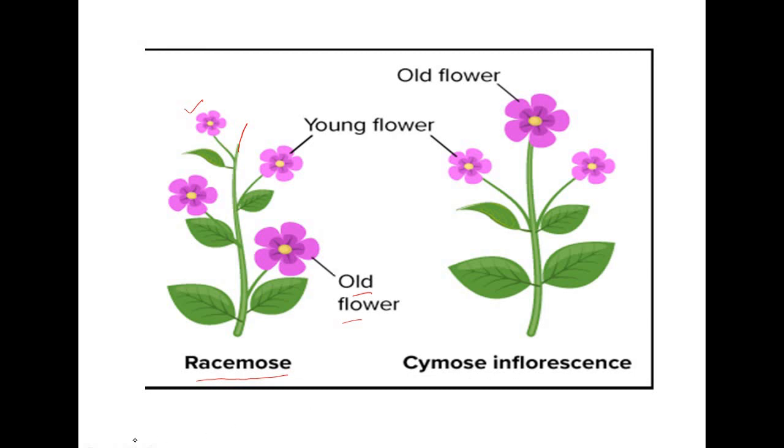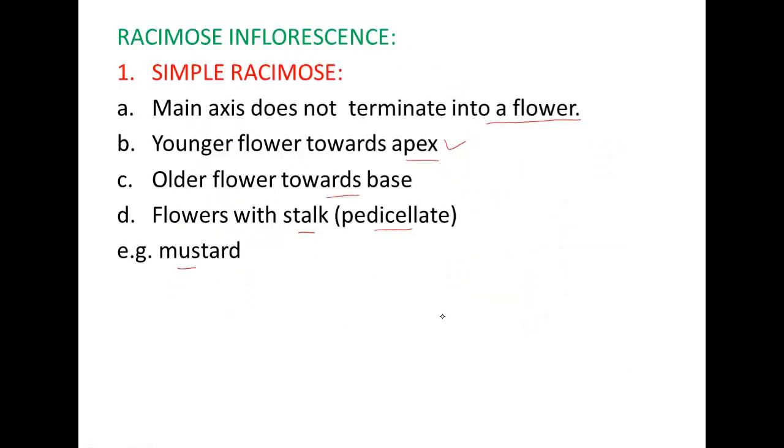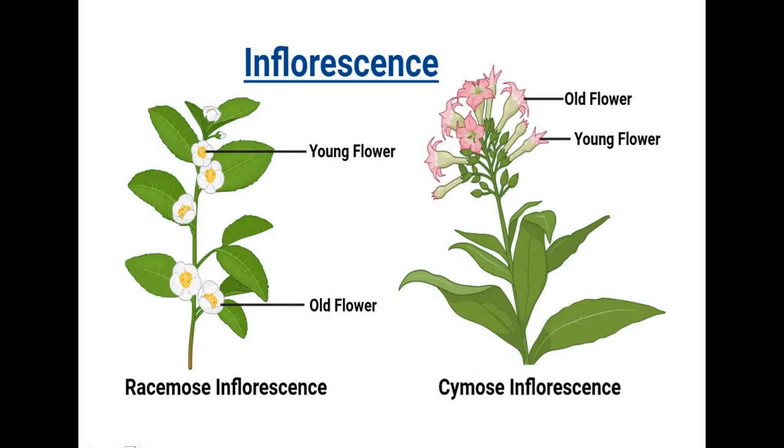This kind is called cymose. But in the case of cymose, flowers are always terminal. The tip of the axis bears the flower. In this, older flowers are at the top, but younger flowers are at the base. It is the opposite of racemose.